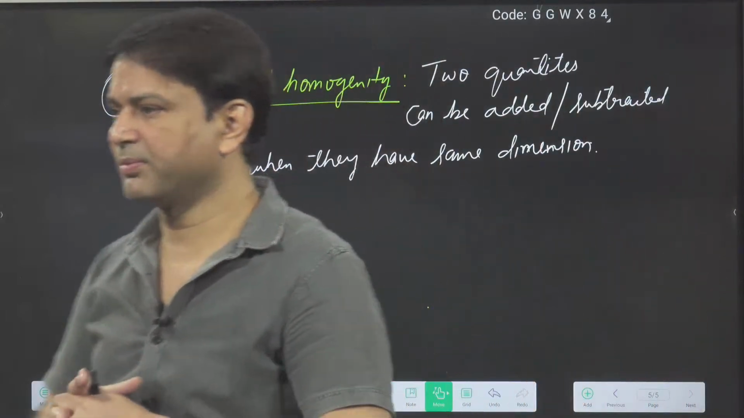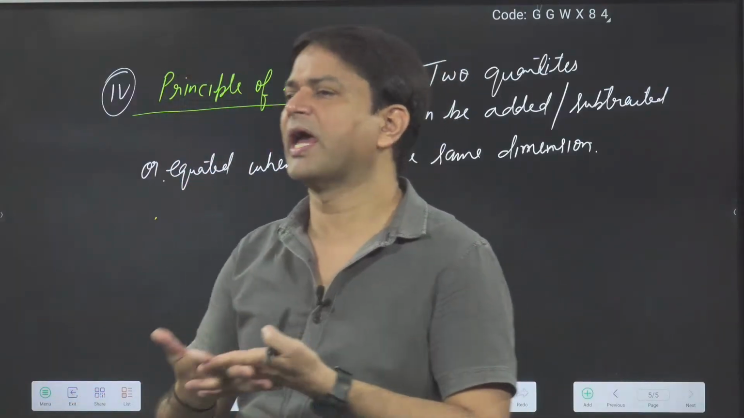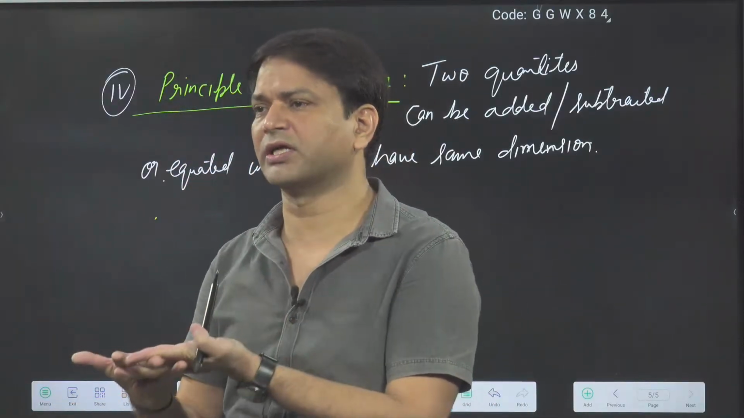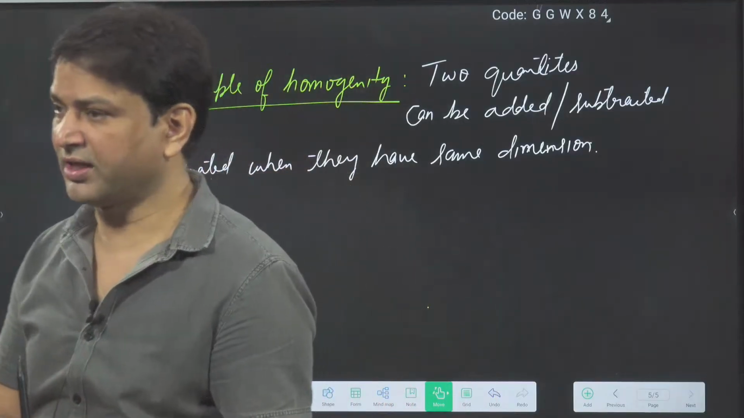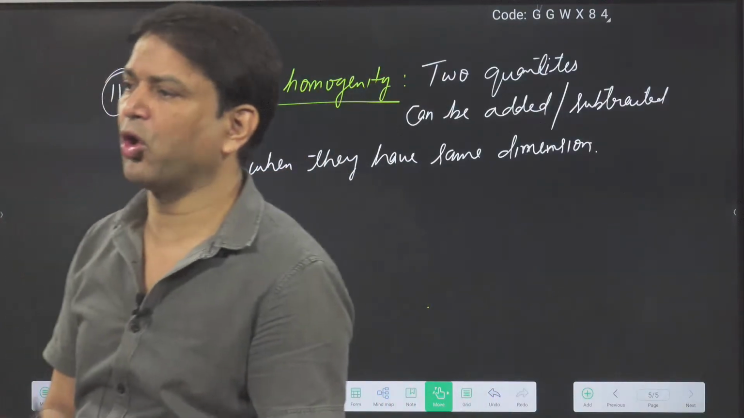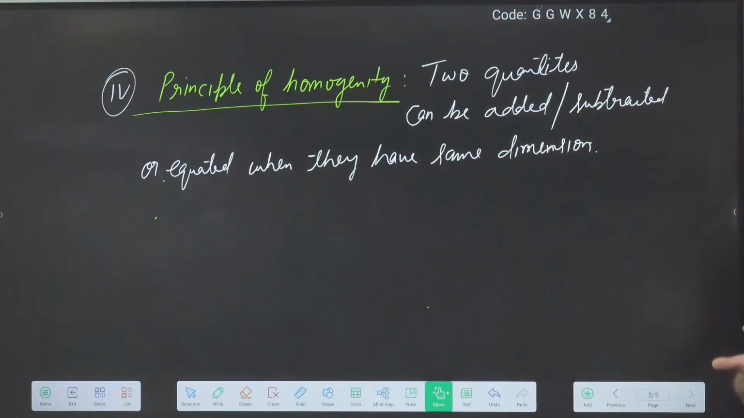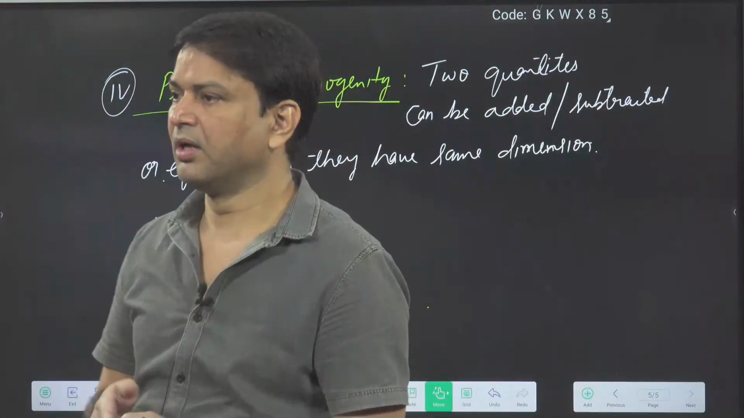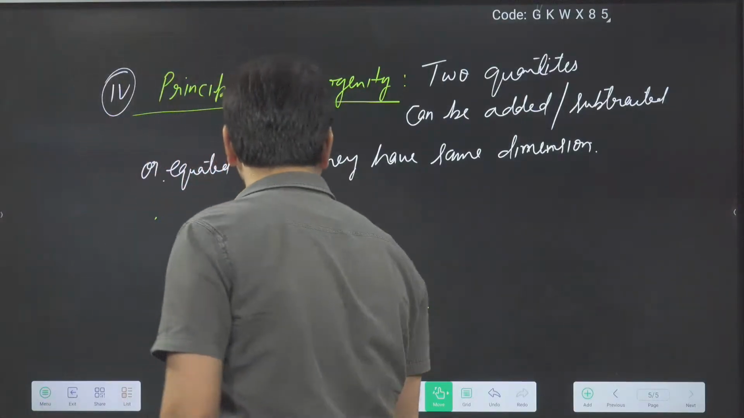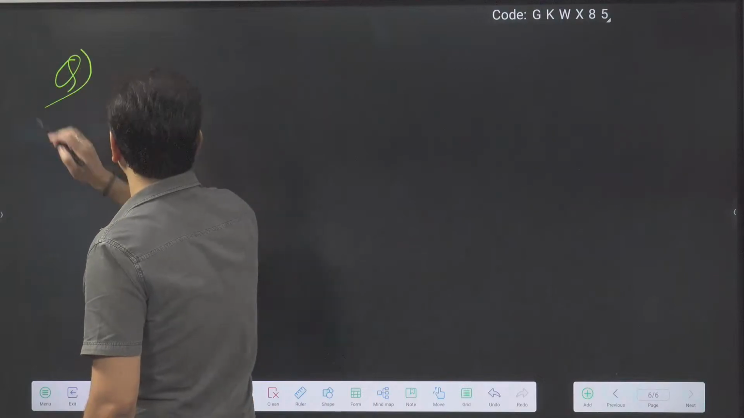So this is the principle. Division and multiplication is possible for any quantity, different physical quantities we can multiply or divide. But addition, subtraction and equation, that we can do only for the same quantity, or quantities which have the same dimension. Okay. So the necessary condition is what? We have to check what? Their dimension has to be the same. Okay. So some examples we will do.